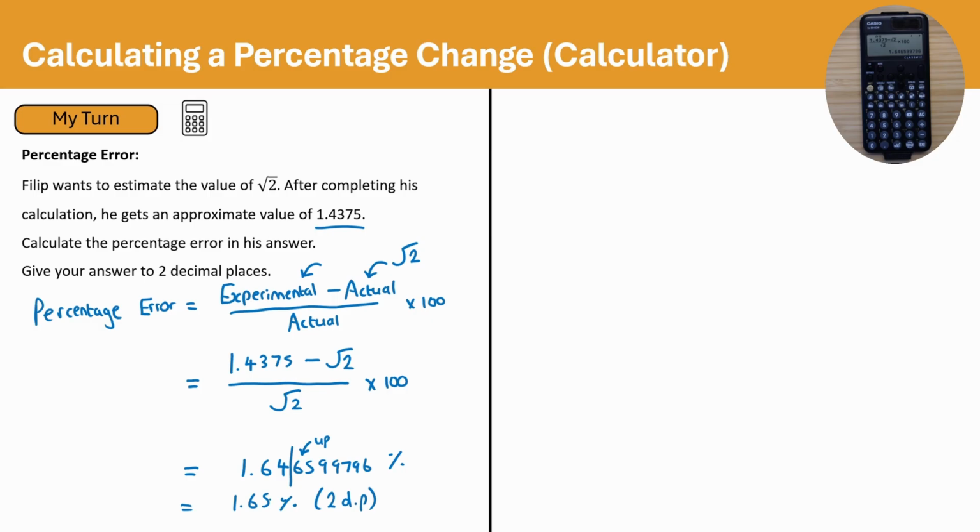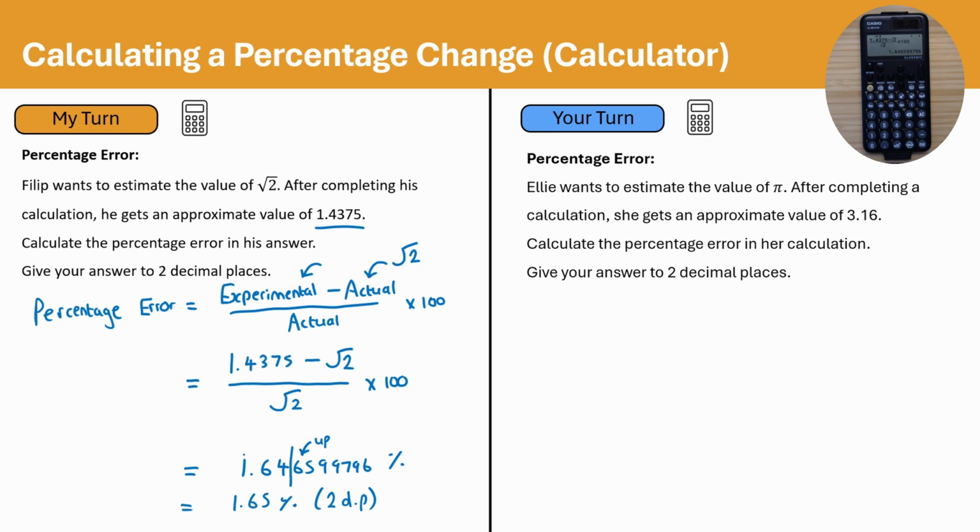Just to interpret what that number means, it means the difference between what he calculated and the actual value is 1.65% of the actual value. And that's his percentage error. Pause the video and give this question a go, and then I'll go through your answer in a second.